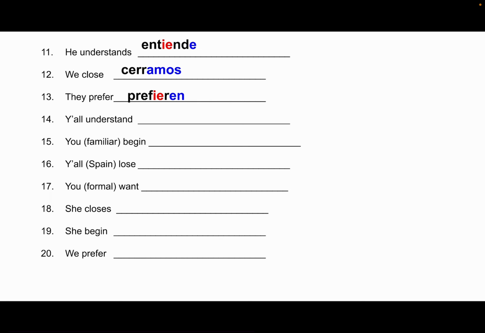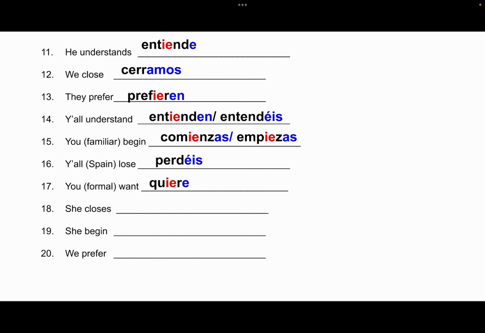Ellos means they. Y'all, oh, you got two choices for y'all. You could say entienden or entendéis. To begin, there's two ways to say to begin. So it's your choice, dealer's choice here. Now, you familiar tú, so you could say comienzas or empiezas. Y'all, Spain, perdéis. You formal, so I'm trying to get you to be respectable like. So usted quiere. She closes. Ella cierra. Like I always say, cierre la puerta. She begins. Comienza or empieza.